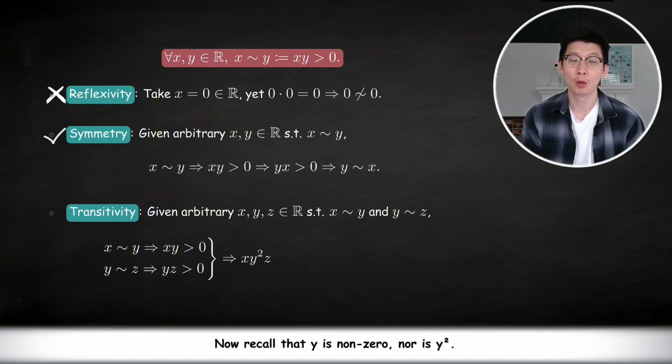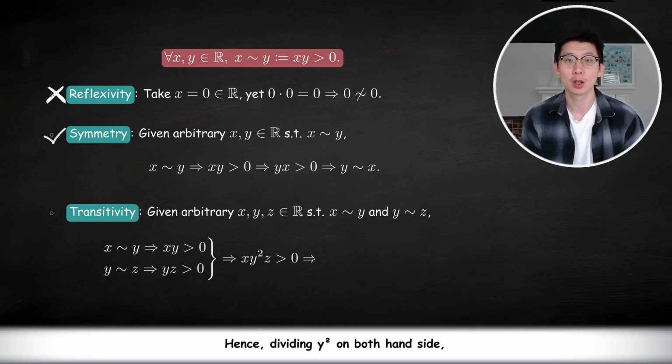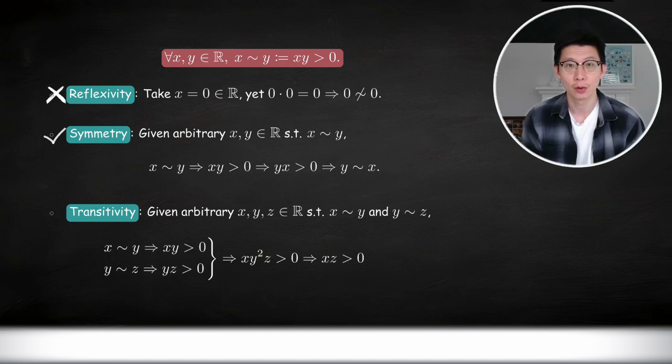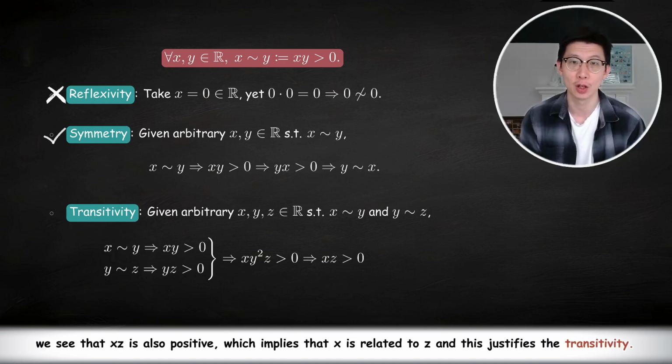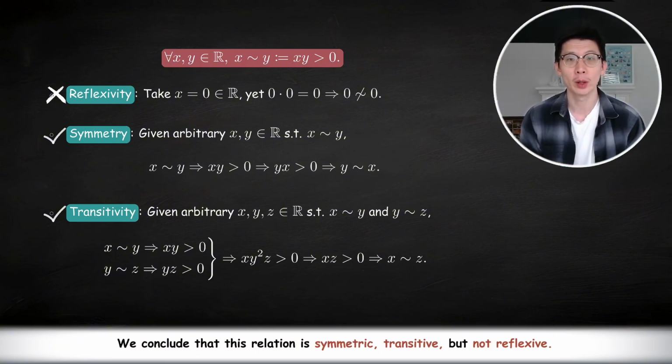Now recall that y is non-zero, nor is y squared. Hence, dividing y squared on both hand sides, we see that xz is also positive, which implies that x is related to z, and this justifies the transitivity. We conclude that this relation is symmetric, transitive, but not reflexive.